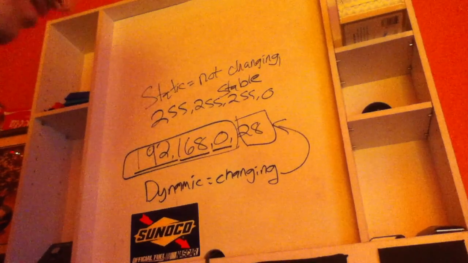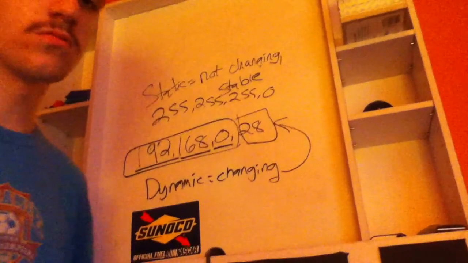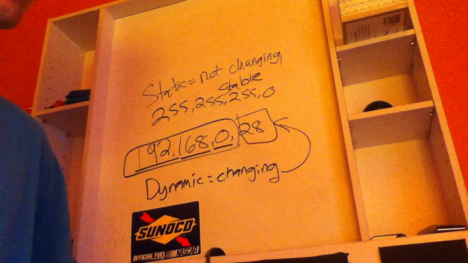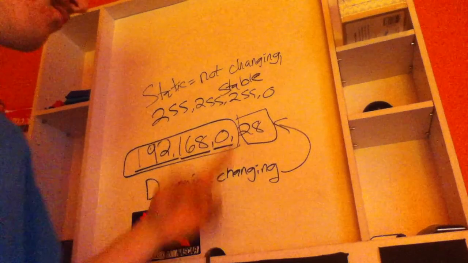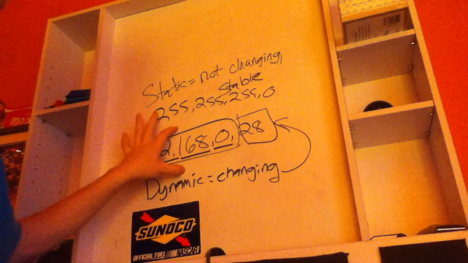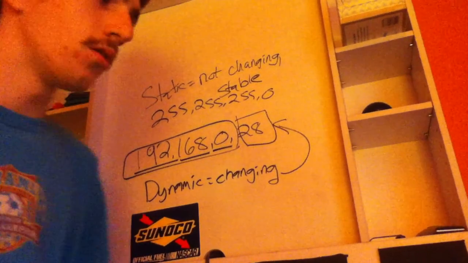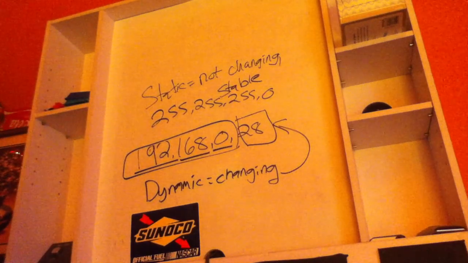But that being said, most DHCP servers, which I should say most routers, are configured to give you an IP address allocation that is static for your computer. They're not going to change on you. Most are anyway. But yeah.